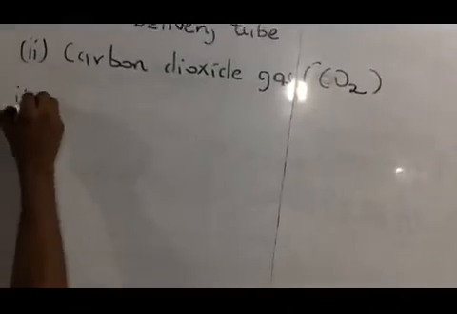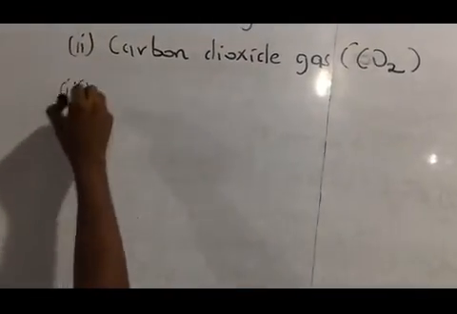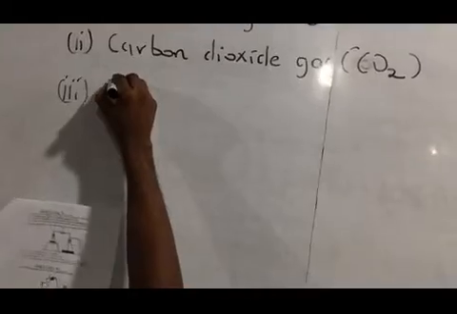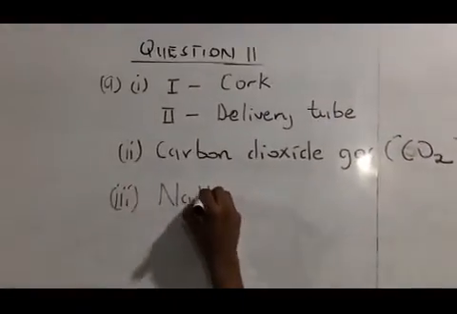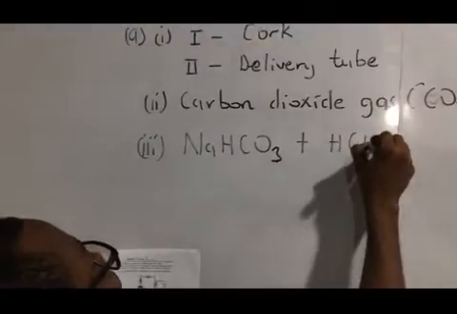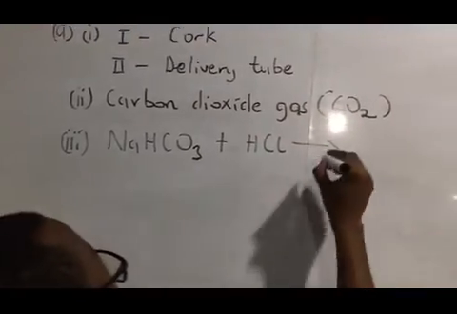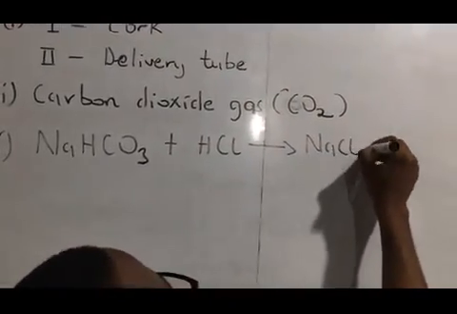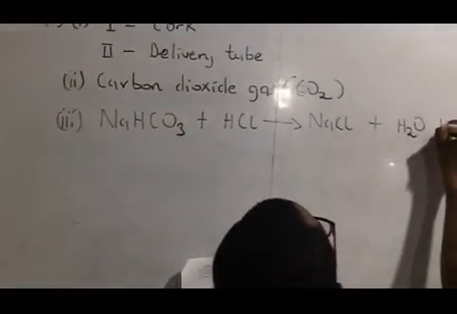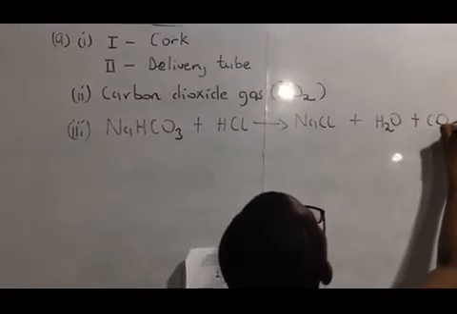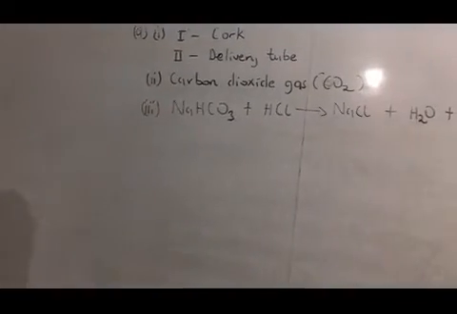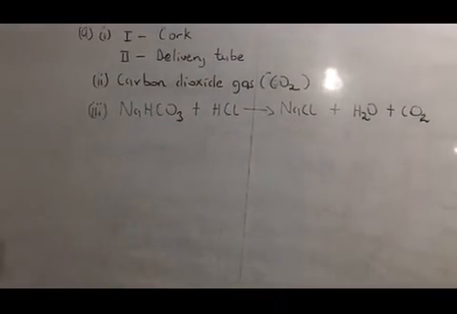And then part III says you should write the balanced equation. So we have the sodium hydrogen carbonate reacting with the dilute HCl. And you have sodium chloride plus H2O plus CO2. So that will be the balanced equation.